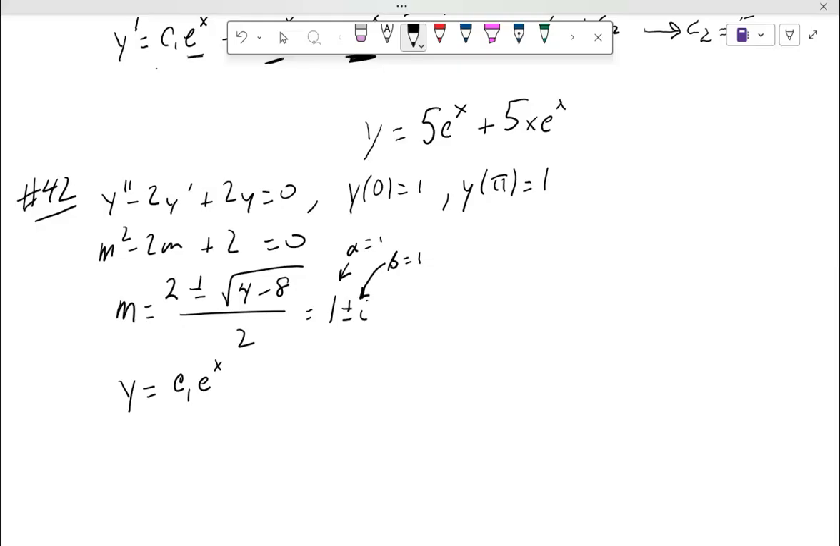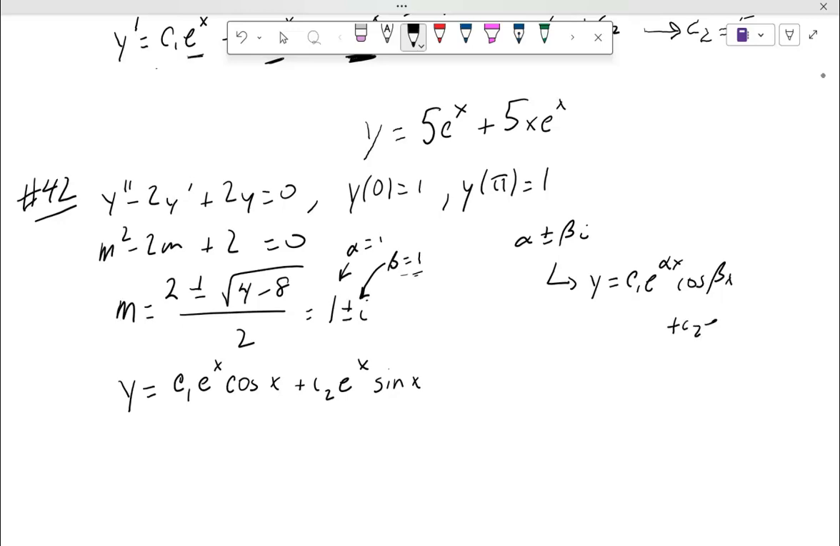Actually, it's both. It's one and then the other, right? So it's a cosine of x in this case. The beta is your coefficient that goes in here, which in this case is just a 1. And then the other one looks almost identical, except that you use sine instead of cosine. So remember, when your roots look like alpha plus or minus beta i, then your solution looks like C1 e to the alpha x cosine beta x plus C2 e to the alpha x sine beta x.